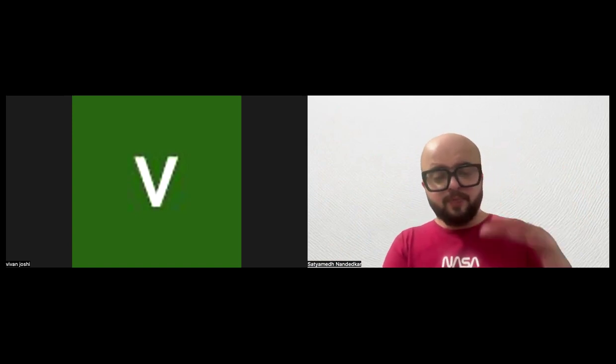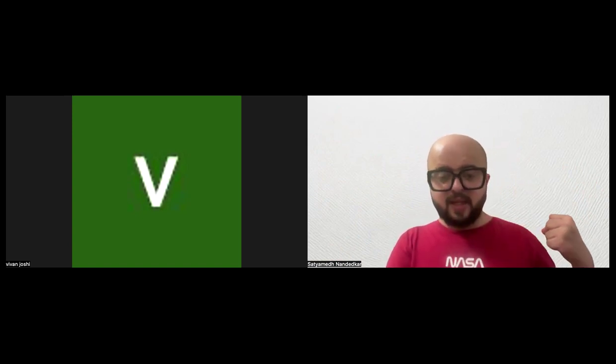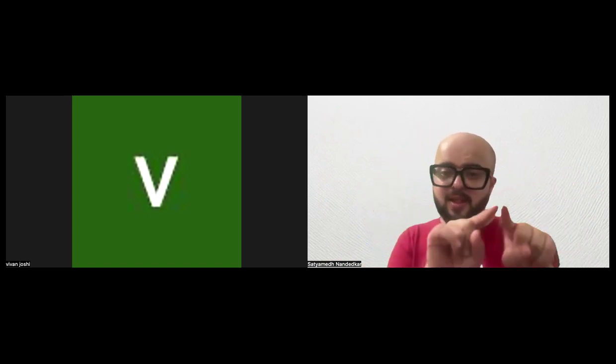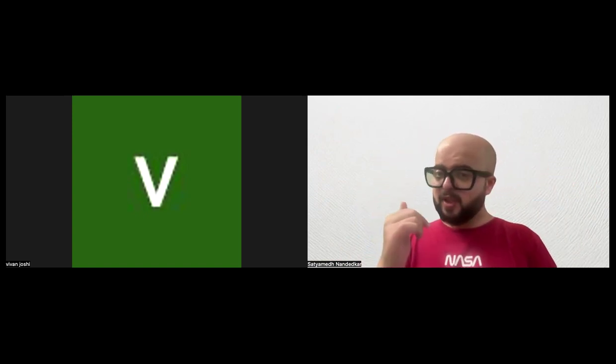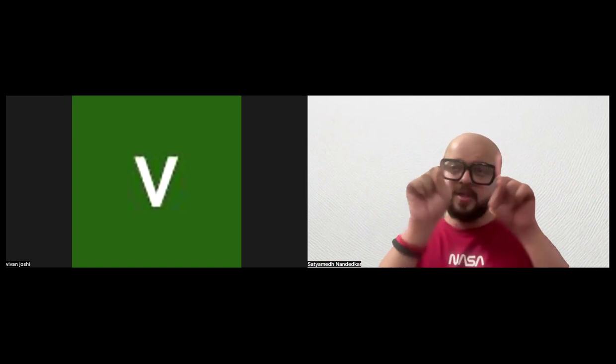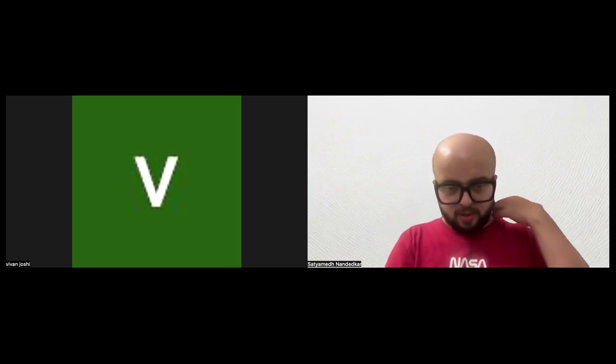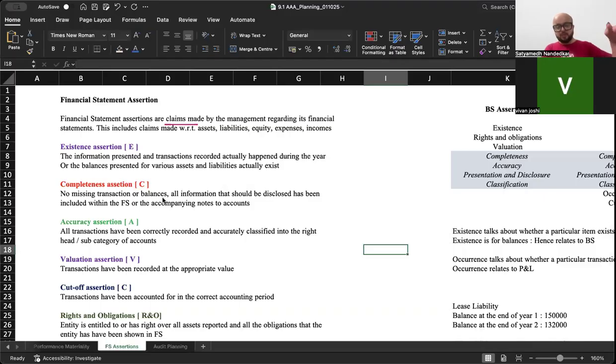But let's take a couple of steps back and understand what happens in these financial statements. As we discussed, these financial statements are reports made by the directors to show to the shareholders. And in these reports, the directors are making certain claims. These claims are known as the financial statement assertions. Now, let's go one by one and elaborate on that in more detail.